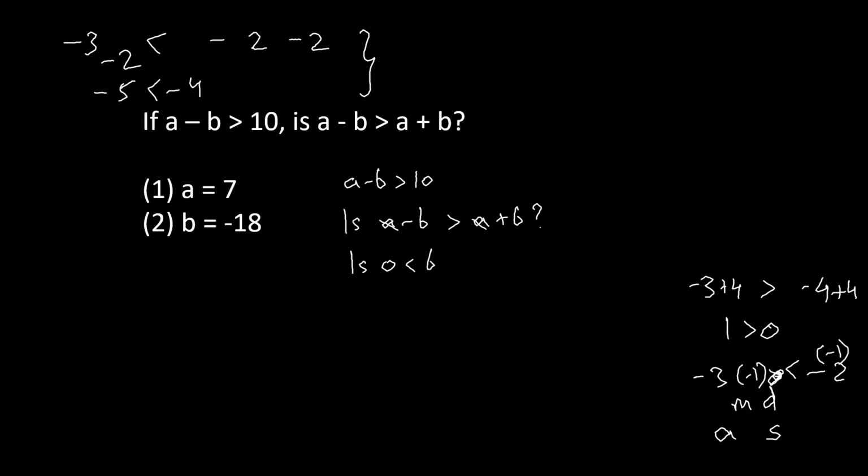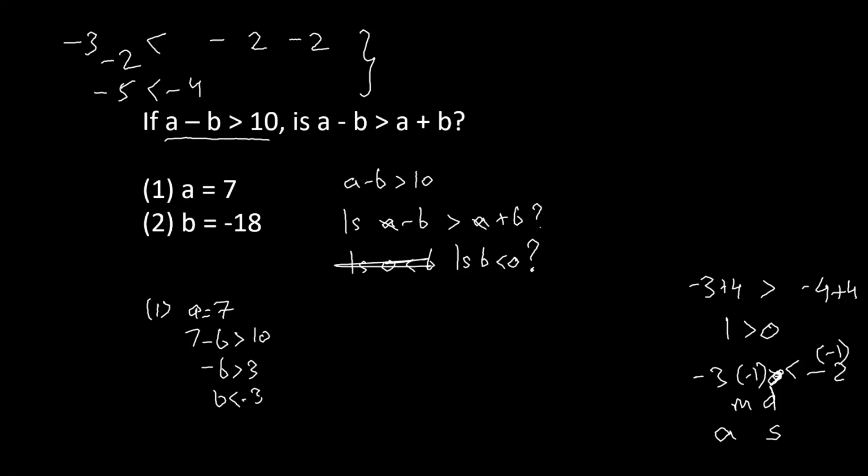Cool. So basically the question is asking me, is B negative? First statement says A is 7. What I should do is substitute here. If A is 7, that means 7 minus B is greater than 10. That means minus B is greater than 3. That means B is less than -3. That shows that B is negative, so this is sufficient.